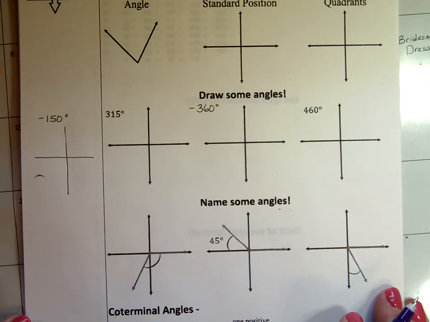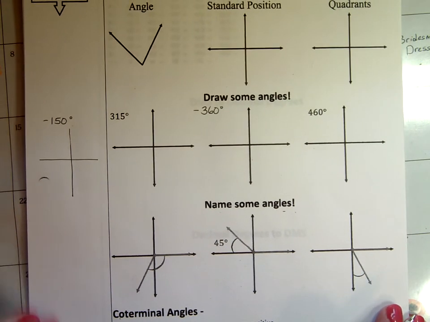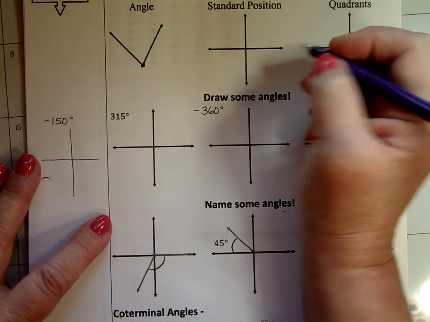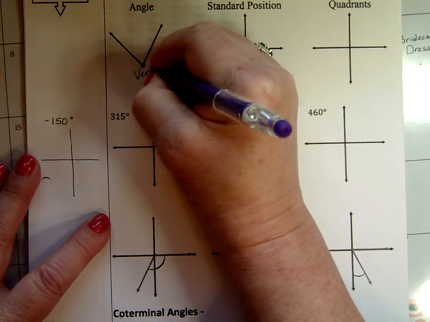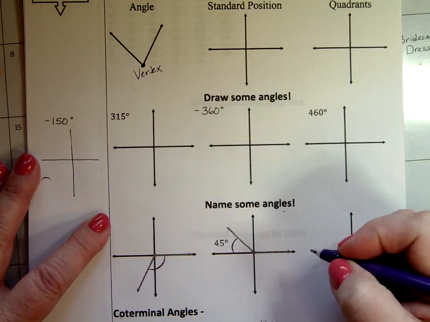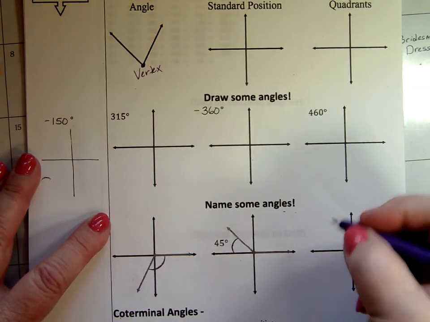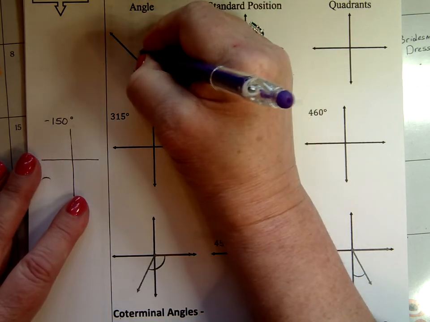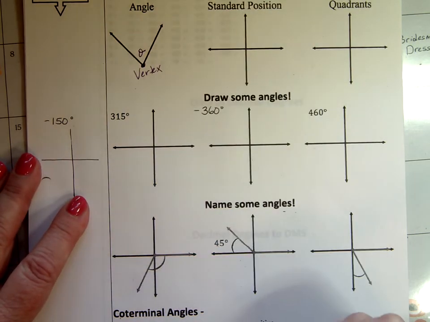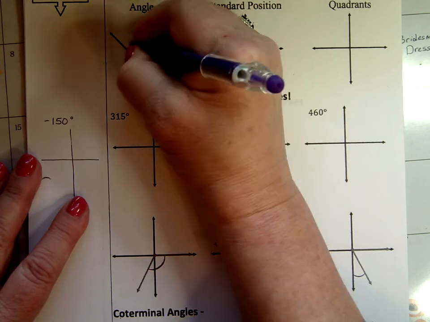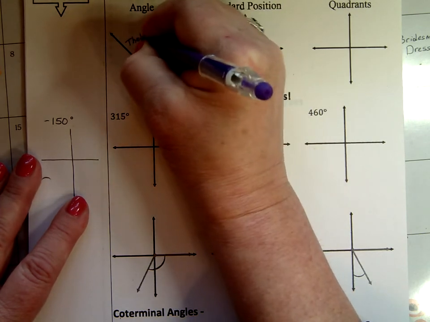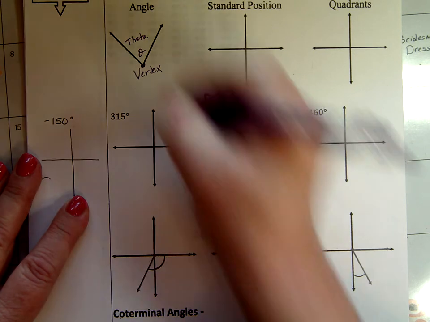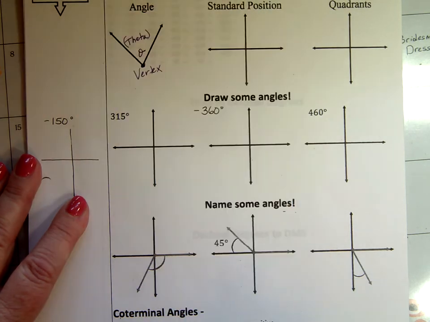You've got an angle. And you saw this back when you had geometry, that this point where the two rays come together is called the vertex of the angle. Now, the angle itself, a lot of times you'll see it's like a fancy O. It's called theta. They use this Greek letter called theta, and that's what they usually label the angle with.